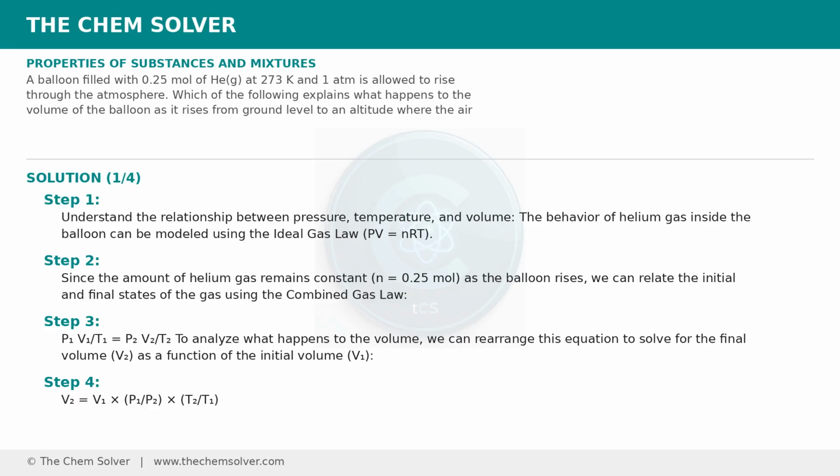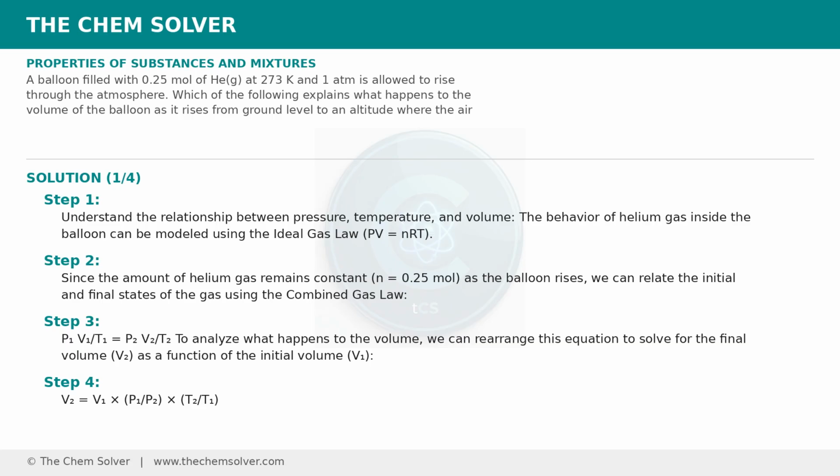Understand the relationship between pressure, temperature, and volume. The behavior of helium gas inside the balloon can be modeled using the ideal gas law, PV equals nRT. Since the amount of helium gas remains constant, n equals 0.25 moles, as the balloon rises, we can relate the initial and final states of the gas using the combined gas law, P1V1 over T1 equals P2V2 over T2, to analyze what happens to the volume.